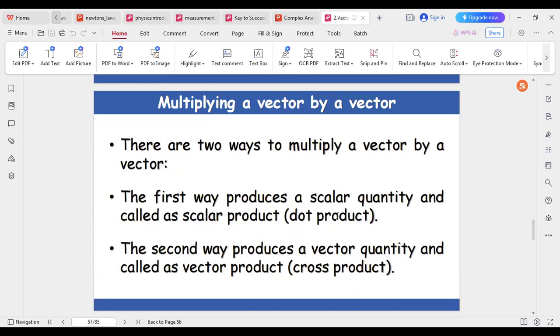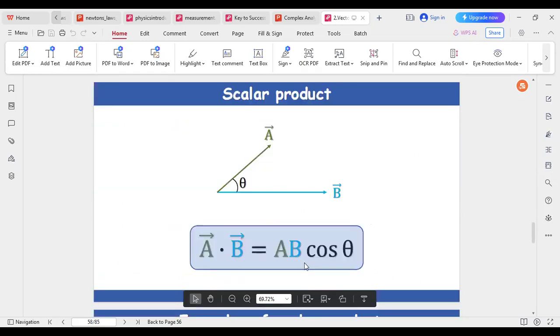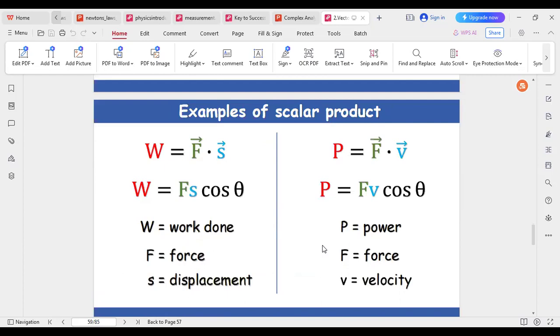One is the dot product, depending on cos theta, and the cross product depends on sin theta. This is the scalar product. The example of a scalar product is work done. Work done equals what? Force multiplied by displacement. So A vector dot B vector equals AB cos theta. Okay, and this is the example of a scalar product.